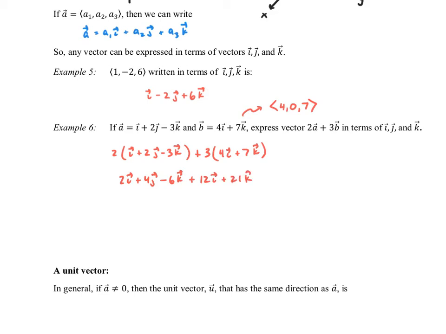And then we'll just add up the different components here. So we get 14i plus 4j plus 15k. And that's going to be your final answer there.